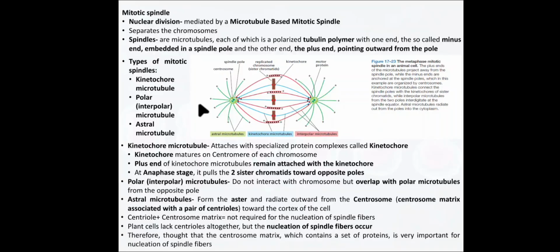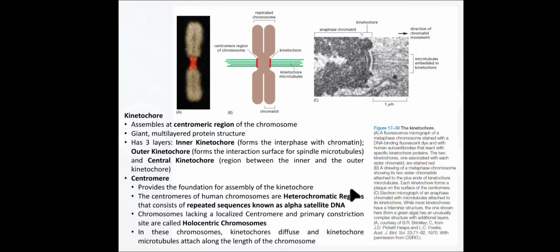Plant cells lack centrioles altogether, but the nucleation of spindle fibers still occurs. Therefore it is thought that the centrosome matrix, which contains a set of proteins, is very important for nucleation of spindle fibers. So now there is the information about the kinetochore.